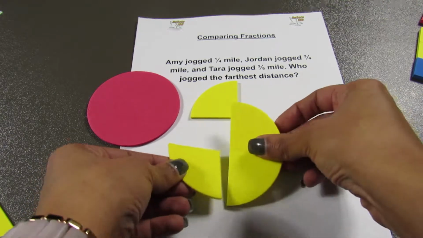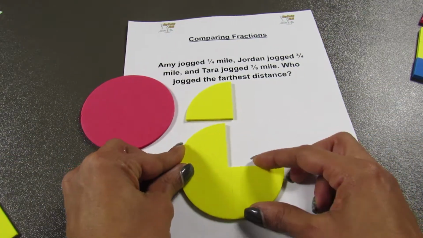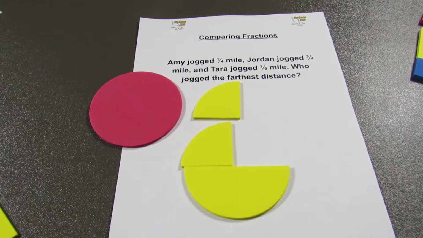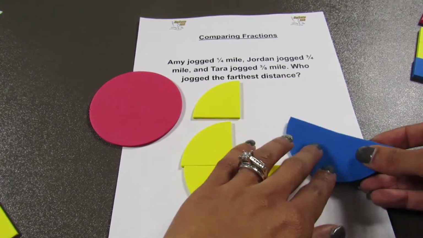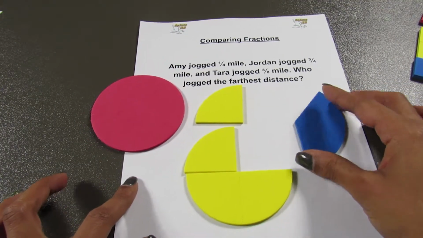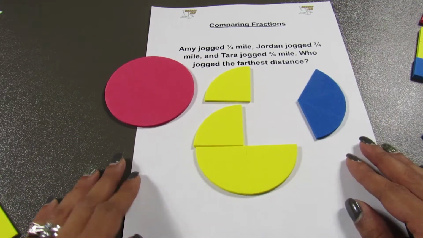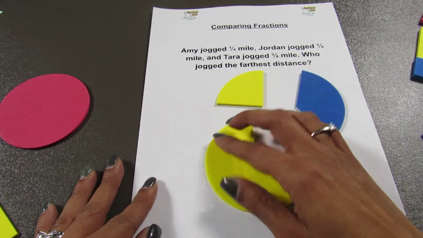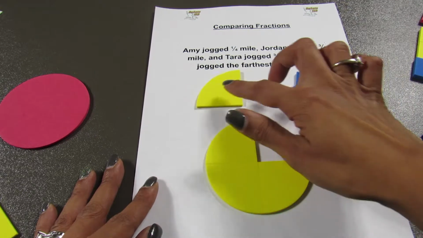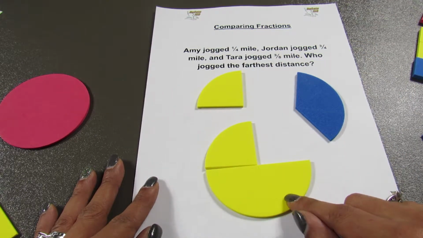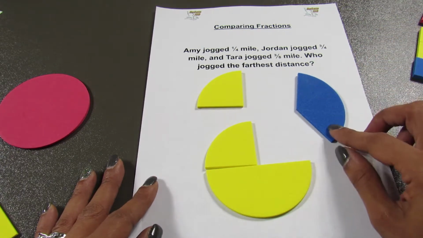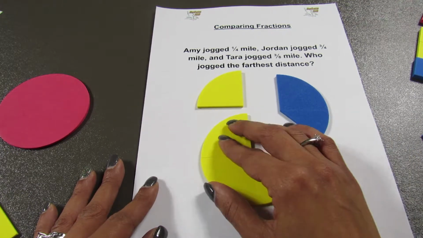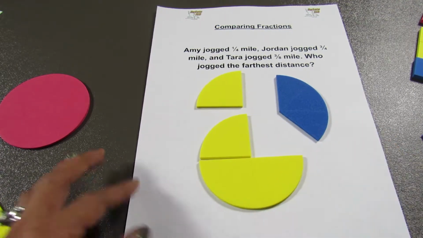Jordan jogged 3/4 of a mile. And Tara jogged 3/8 of a mile. So then I would have the students use 3 of the 8 fraction discs. So if I were to look at the comparison of the fraction disc parts, I would see Amy has the 1/4, Jordan has the 3/4, and Tara has the 3/8. Looking at the amount, we also see that Jordan is the runner with the longest distance ran.